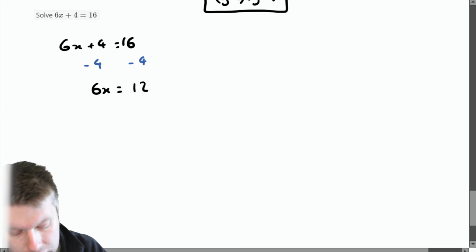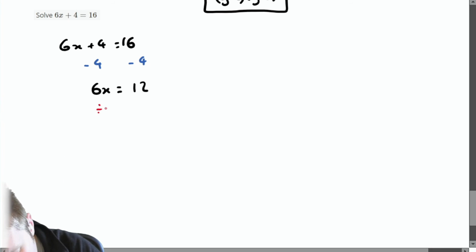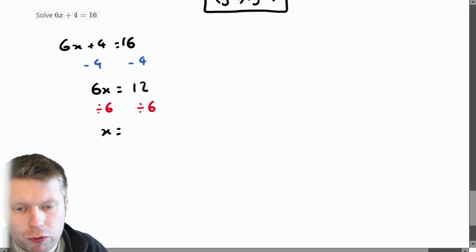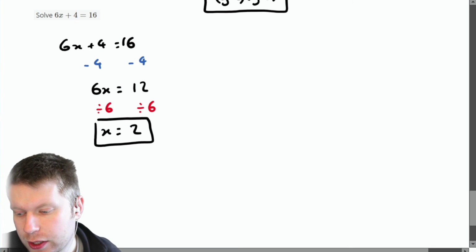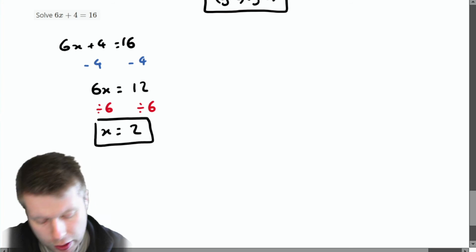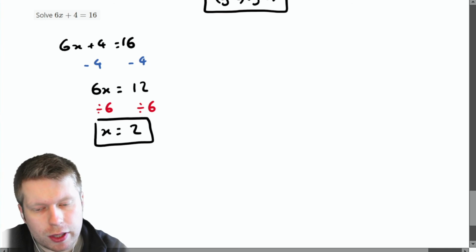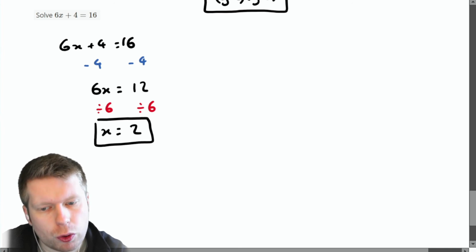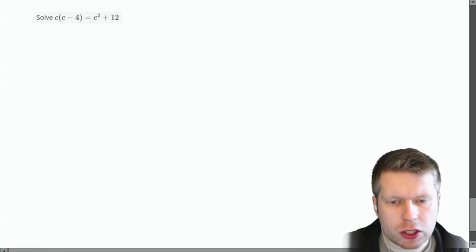And then all I need to do to get rid of the 6, which is being multiplied by the x, is divide both sides by 6. So I'm just going to be left with x on the left-hand side, and on the right-hand side, 12 divided by 6, that's going to give me 2. So x equals 2, that's going to be my answer there. And you can quickly just check that. Well, if I stick that into my original equation, 6 times 2, because I know that's x now, 6 times 2 is 12, plus 4, that's 16. Good.